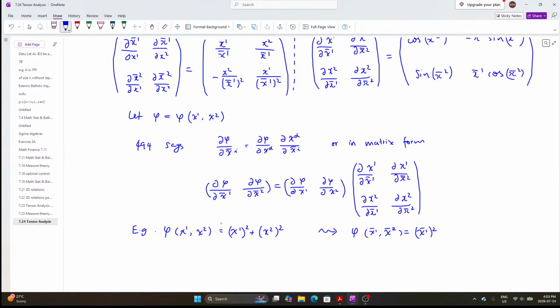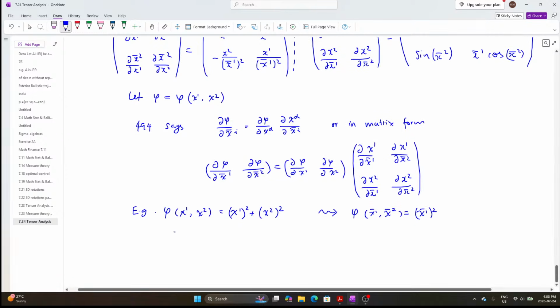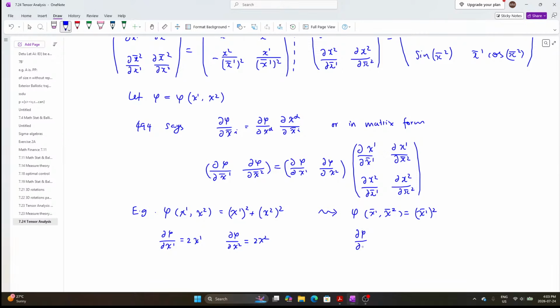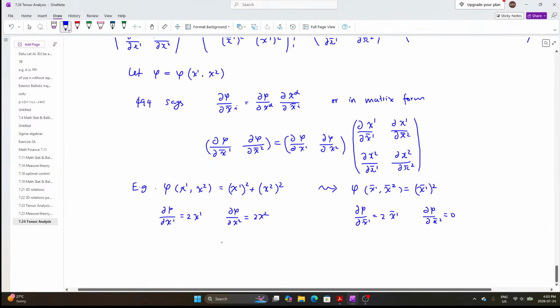So now let's calculate everything. Here you have d phi over dx1 equals 2x1. d phi over dx2 is 2x2. Right? And d phi over dx1 bar is 2x1 bar. And d phi over dx2 bar is 0. It does not depend on the angle. It's rotationally symmetric. All right. So do we have this law here?